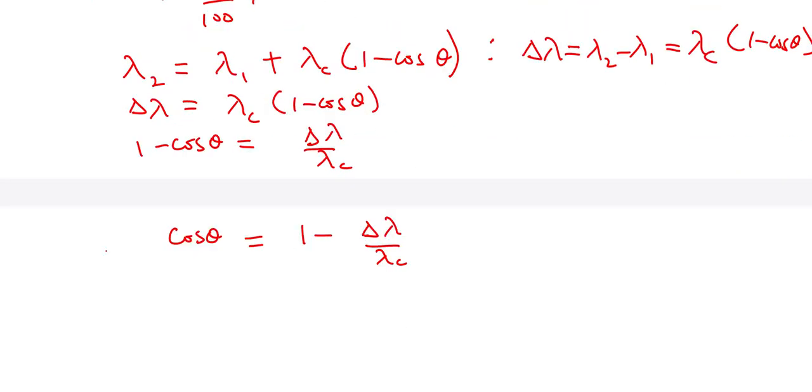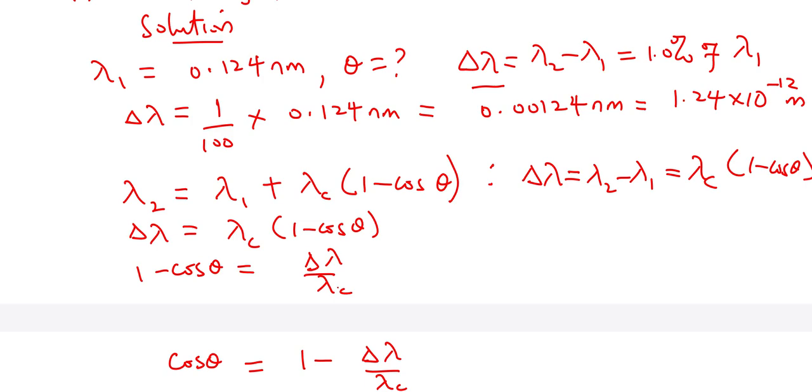Okay, so all you need to do is take this cos theta to the right-hand side, so that it is positive, then take this to the left-hand side, then it will be minus delta lambda. So let's first evaluate this before we evaluate theta. So cos theta will be 1 minus delta lambda. Our delta lambda, we got it to be 1.24.